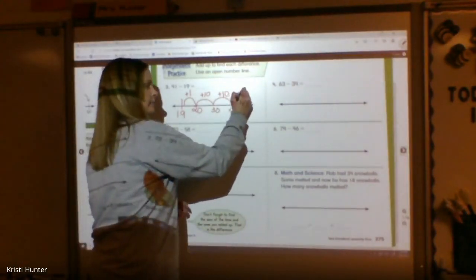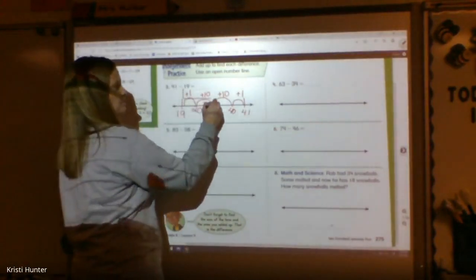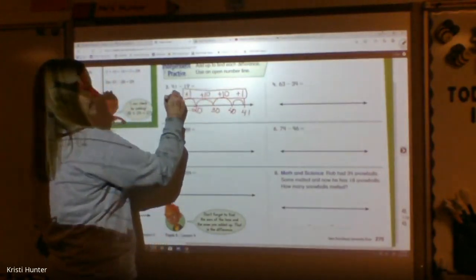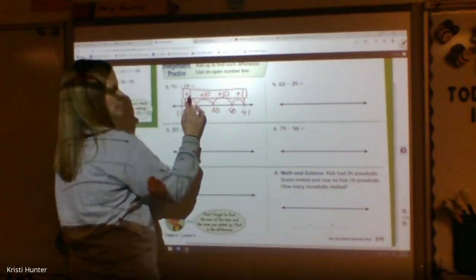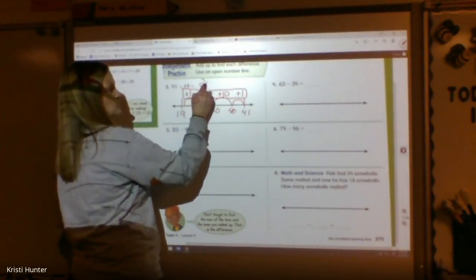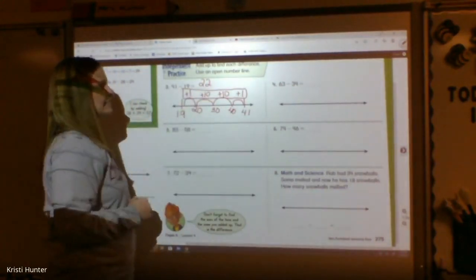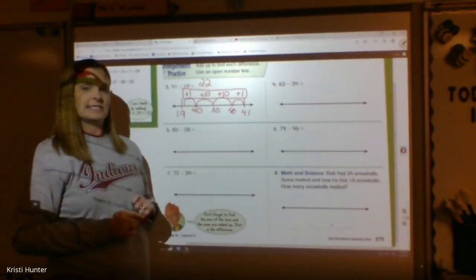Just a 1. So I'm going to add up all my jumps here and find out my answer to this problem. 10 plus 10 is 20, 21, 22. So when I had 41 minus 19, I got an answer of 22.